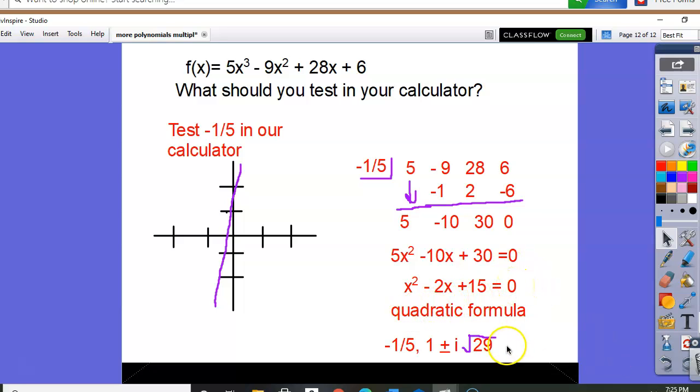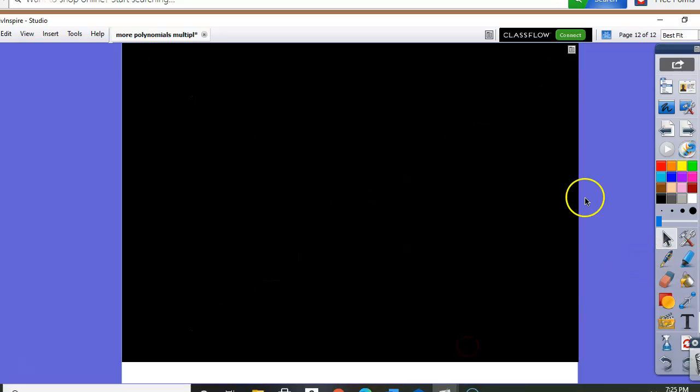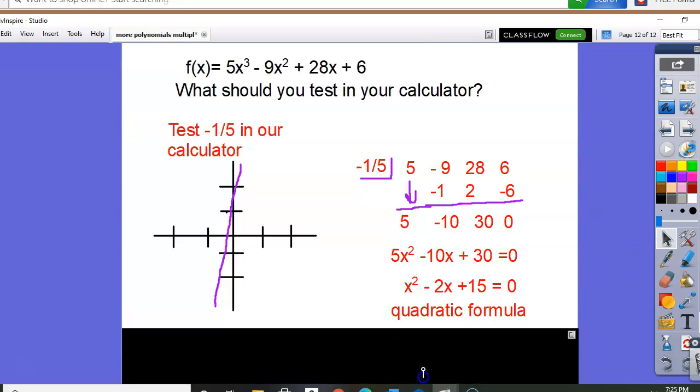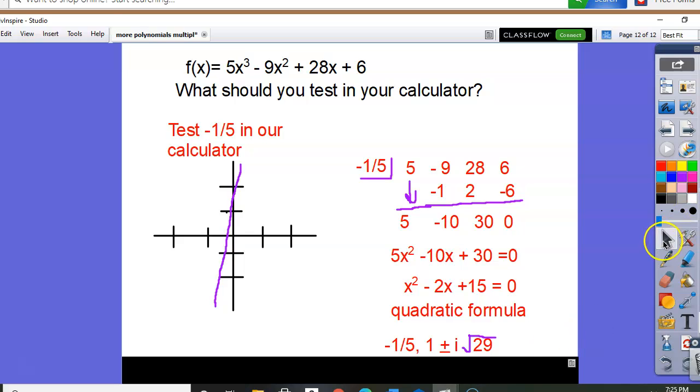So you're going to have to use the quadratic formula. I didn't type that all on here because that would be challenging, and I'm still trying to figure out how to type in math equations. As you can see, I just drew a square root. But when you do that, you should get 1 plus or minus i square root of 29.